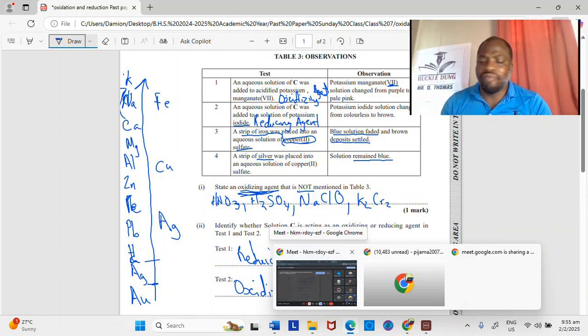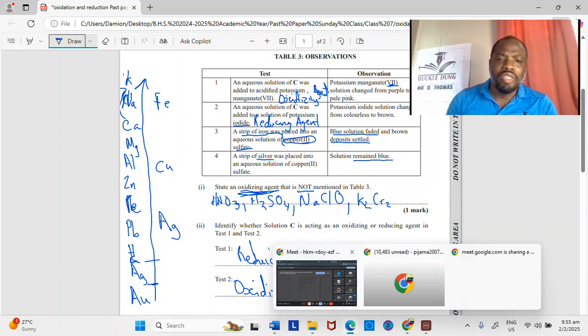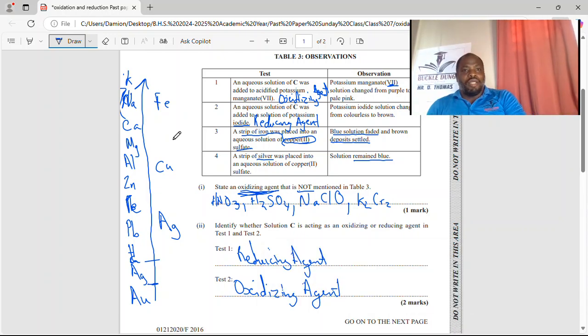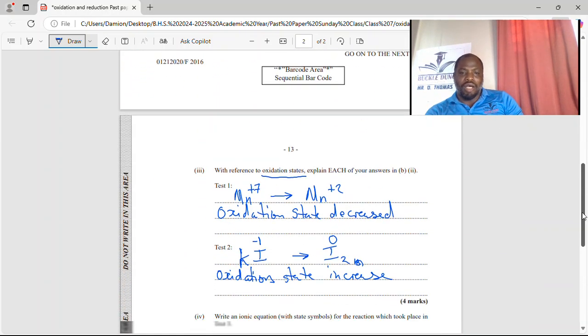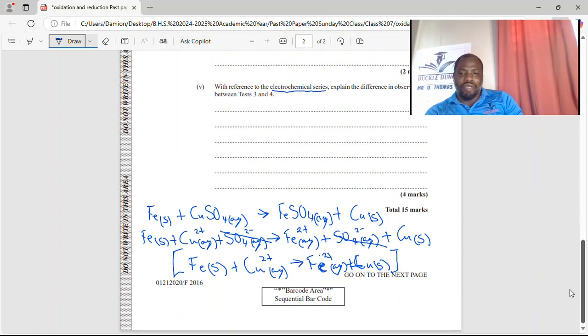So when we dissolve it in the water, the water has that blue appearance, faded. And so that would have been the end of the question relating to oxidation and reduction.